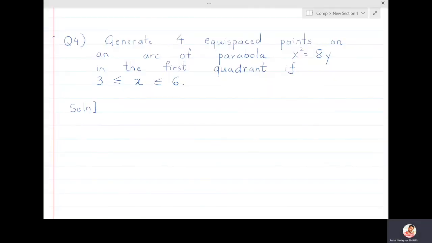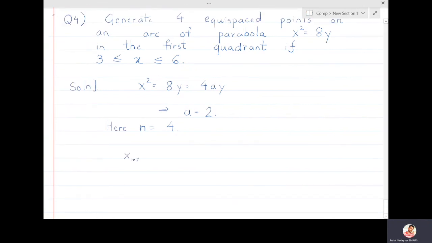So in the fourth problem, now we will generate 4 equispaced points on the arc of parabola x square equal to 8y in the first quadrant, where the value of x lies between 3 to 6. If I compare the parabola x square equal to 8y with the parabola x square equal to 4ay, I understand that the value of a is equal to 2. We have to generate 4 points, so the value of n is equal to 4. X min is given to be 3 because x lies between 3 to 6. So x min is 3 and x max is 6.